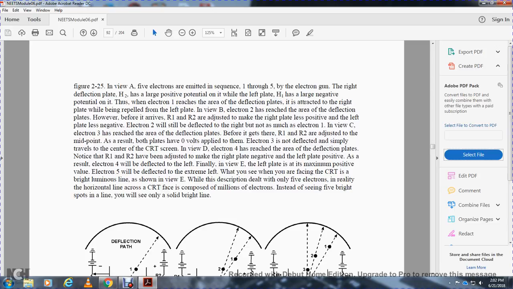And as you see, electron 3 has reached the area of the deflection plates. With resistor 1 and resistor 2 adjusted to the midpoint of the resistance, the voltage applied to both plates is equal, so electron 3 is not deflected and simply travels to the center of the cathode ray tube screen.